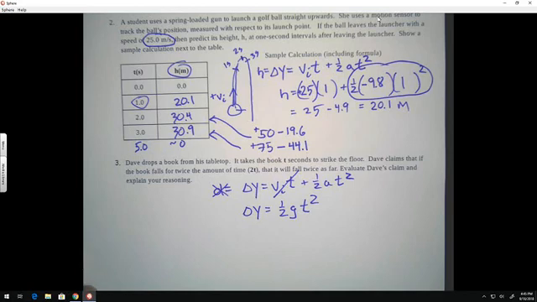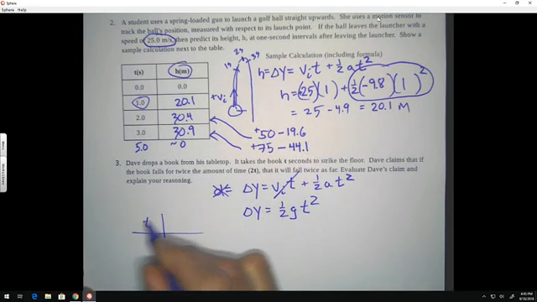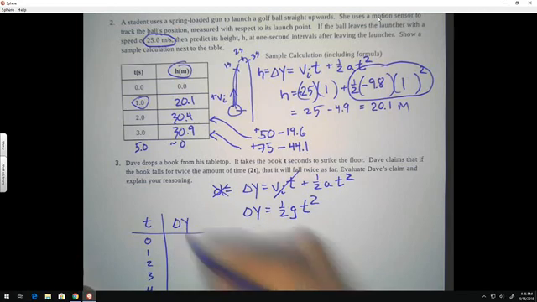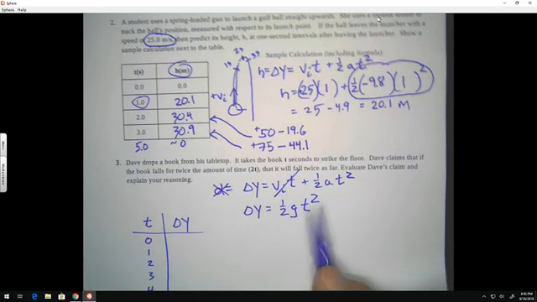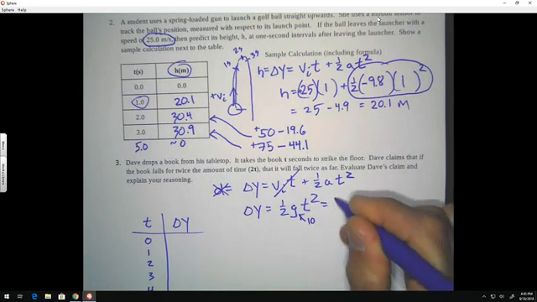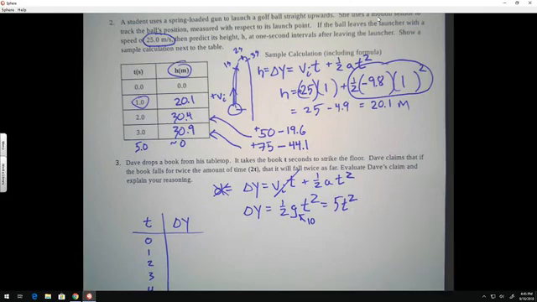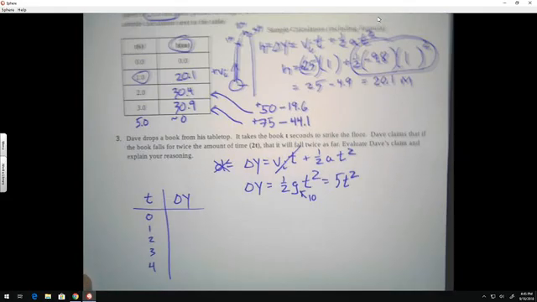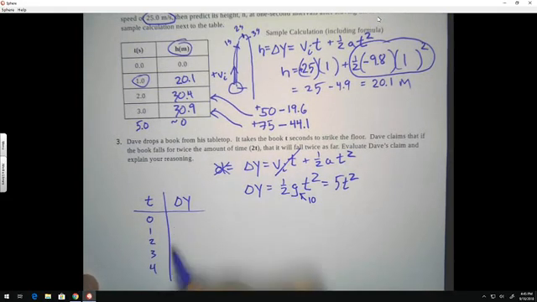Okay? Now just do a quick check here. Take the time, make it 0, 1, 2, 3, 4. This is a good exercise. How far does this thing go? So let's just use 10 for g. So that means that this is equal to 5t squared. So you end up with 5 times 0 squared is 0. 5 times 1 squared, 5. 5 times 2 squared.